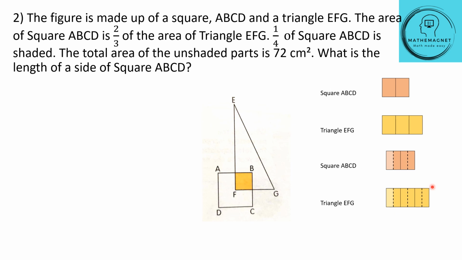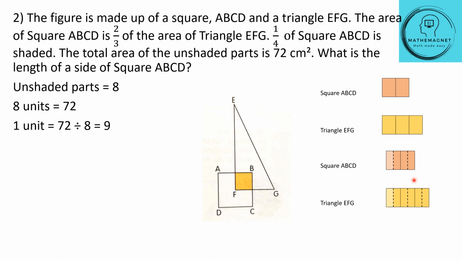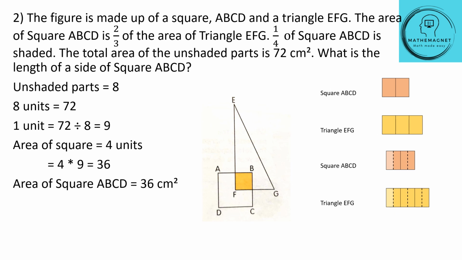So the remaining unshaded portions will be how many units? The unshaded parts will be 8. So 8 units will be equal to 72. 1 unit will be equal to 72 divided by 8, which is 9. Now you know the area of the square is 4 units. The total area of 4 units is equal to 4 into 9, which is 36, because 1 unit is 9. So the area of the square is 36 centimeter square, which means the length of the square will be 6 centimeters.